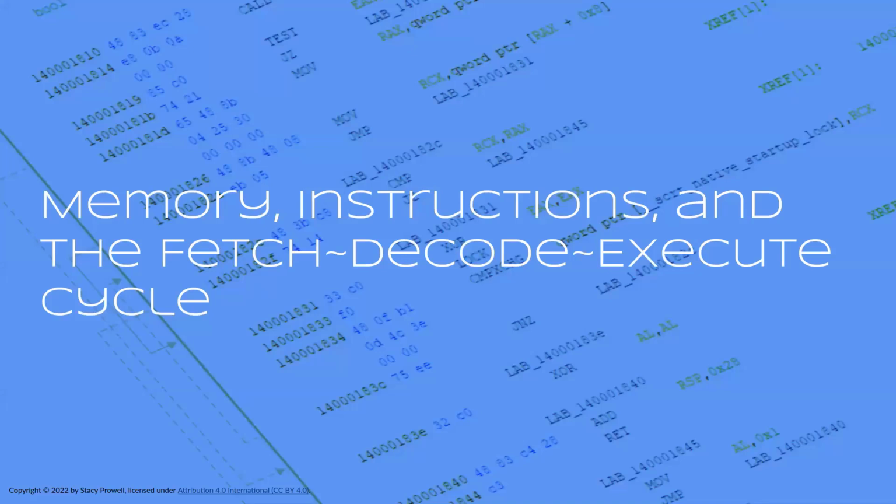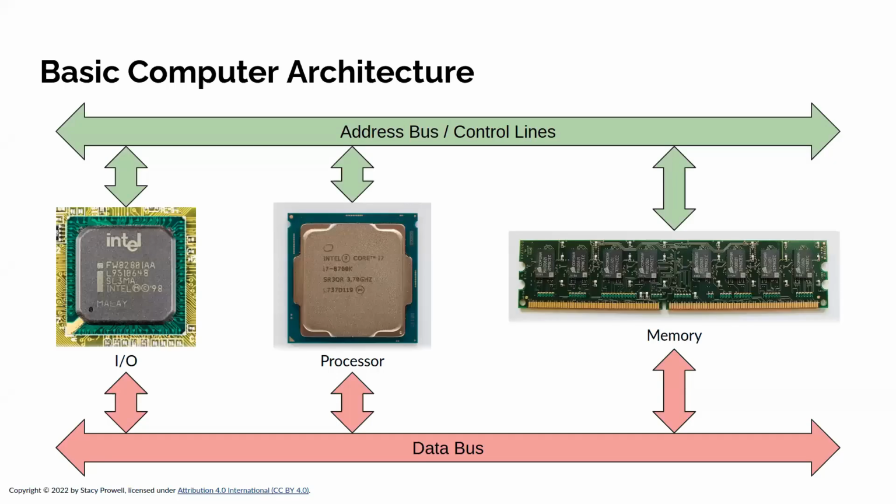Memory, instructions, and the fetch, decode, execute cycle. So here's a very basic view of the architecture. It's incredibly basic. In fact, it's so basic that it's wrong, but it's a useful model. There's a processor somewhere. This one's an i7-8700, which used to be the processor in the computer I'm using right now, but I've since upgraded it.